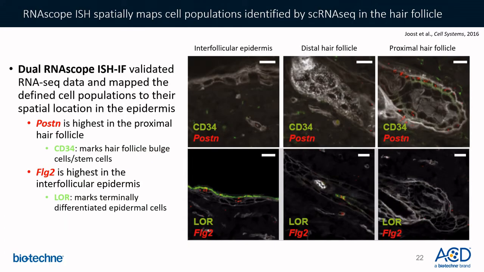Also in this paper, these authors took the sequential dual RNAscope ISH-IF workflow and validated their RNAseq data and mapped these defined cell populations to their spatial location in the epidermis. Again, highlighting the role of morphological validation and confirmation of your single cell data in stem cell research.